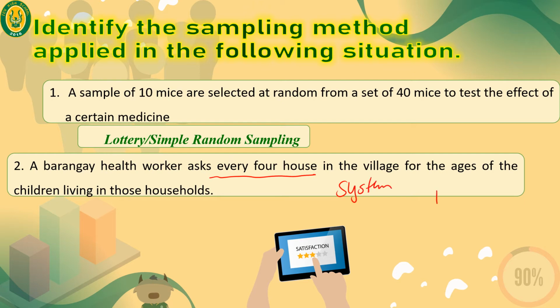So like the nth number of house. So every fourth house, it could be every fifth house, every 10th, okay? Or maybe by color, the next yellow house, they will interview and so on and so forth. So this is a systematic sampling.